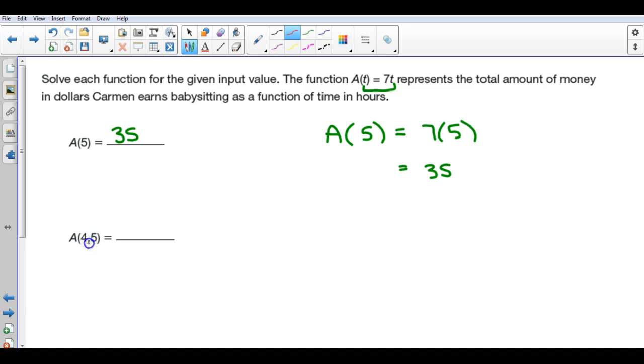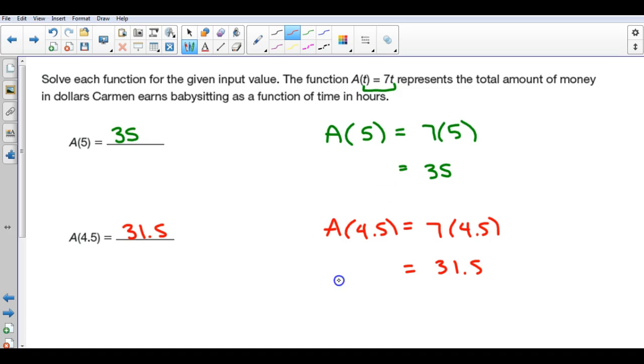For this one, this would represent that she worked 4.5 hours. So you would do it the same way. A of 4.5 equals 7 times 4.5, which is going to come out to 31.5. And that means she would make $31.50.